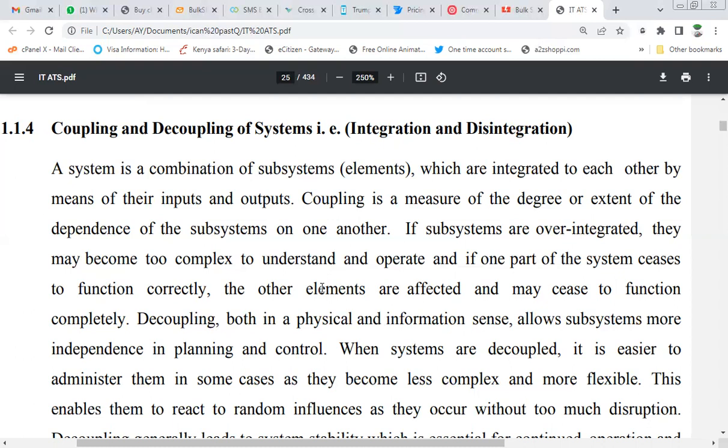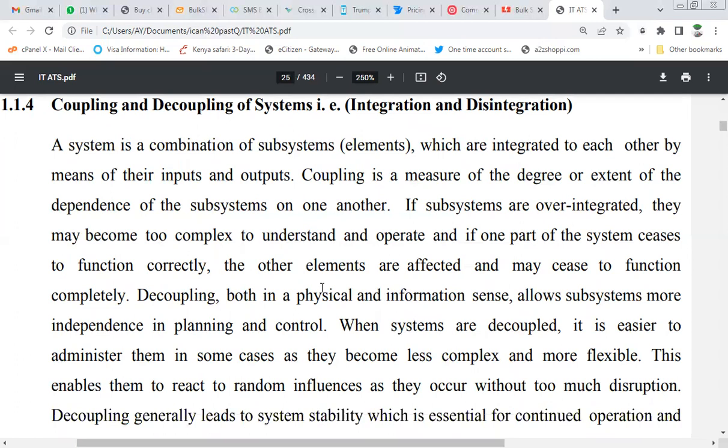Decoupling means you are separating the various parts of a system. That is integration and disintegration. A system is a combination of subsystems, which are integrated to each other by means of inputs and outputs. Coupling is a measure of the degree or extent of the dependence of the subsystems on one another.